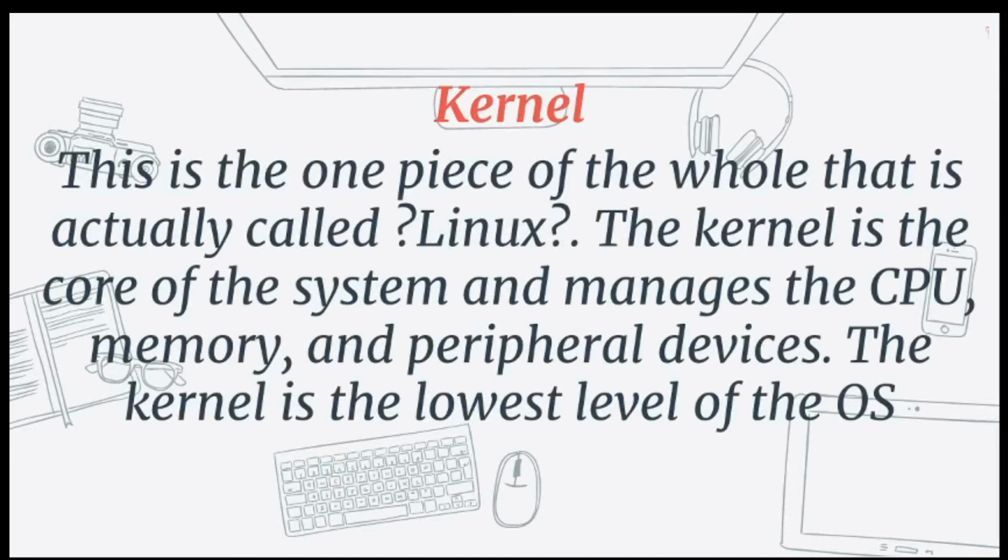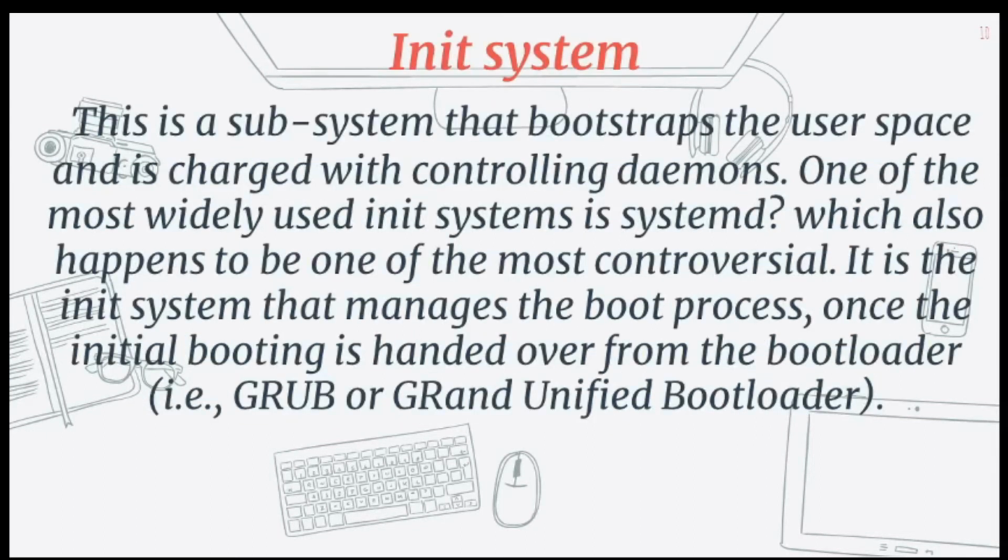Second is the kernel, the core of the system, which manages the CPU, memory and peripheral devices. This is the one piece of the whole that is actually called Linux. The kernel is the core of the system and manages the CPU, memory and peripheral devices. And the kernel is the lowest level of an OS. With the help of the kernel, we are able to interface between computer hardware and processors. Without the kernel, the operating system does not work.